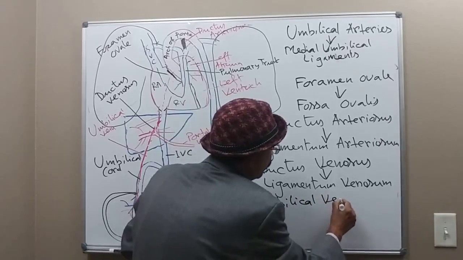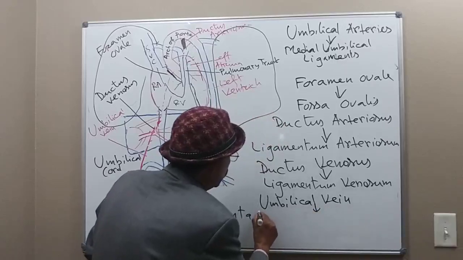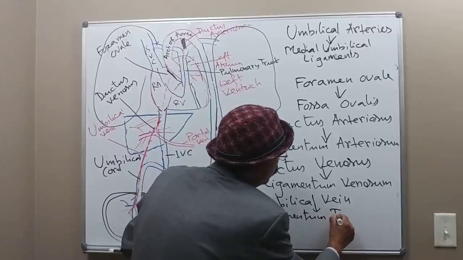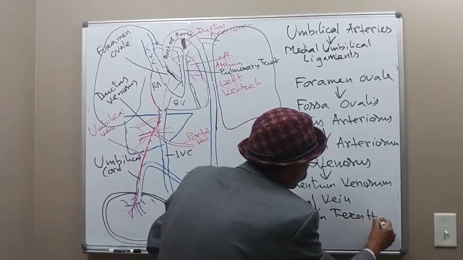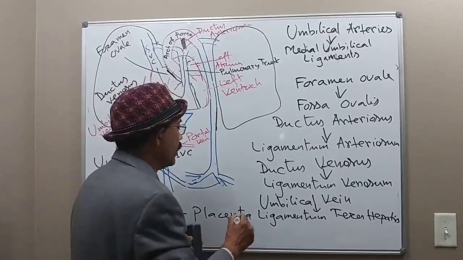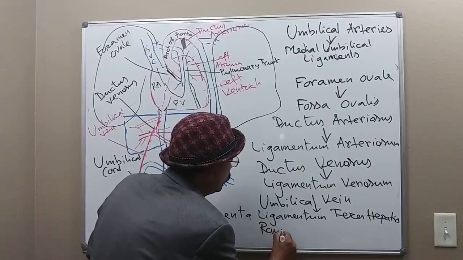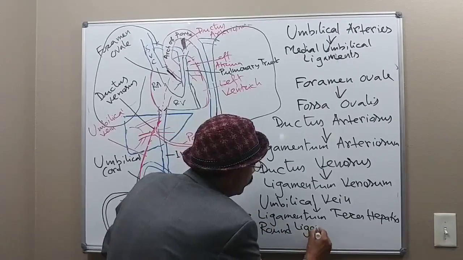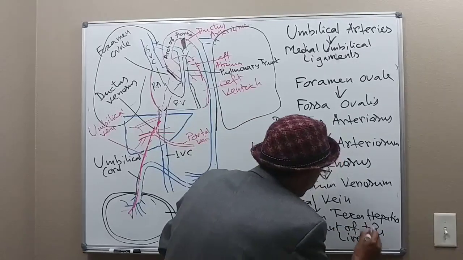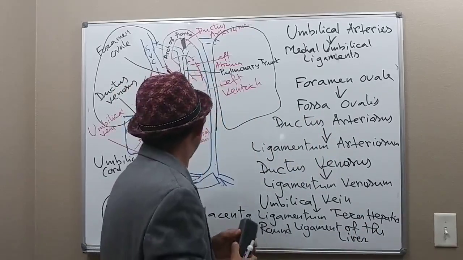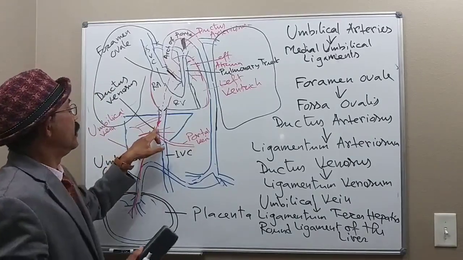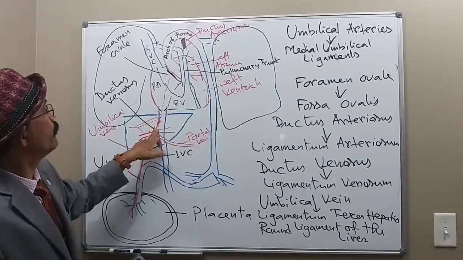The umbilical vein will be the ligamentum teres hepatis. We can also call it the round ligament of the liver. So we got multiple changes here. This will be the round ligament of the liver. This will be the ligamentum venosum.